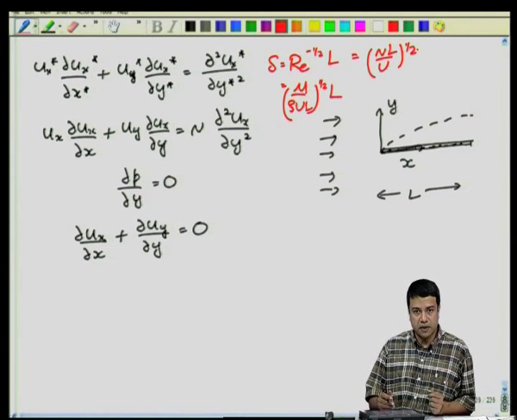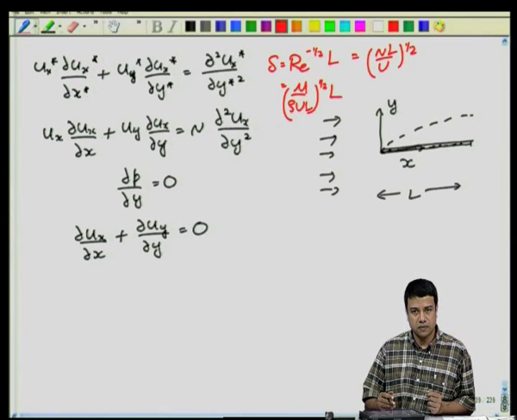Mu by rho is the kinematic viscosity nu. Therefore, I get nu times L by u to the power half as the boundary layer thickness delta. This is for a length of plate L.